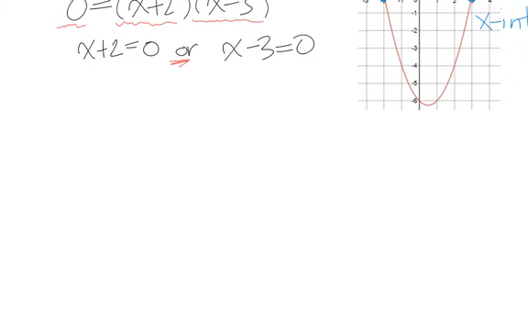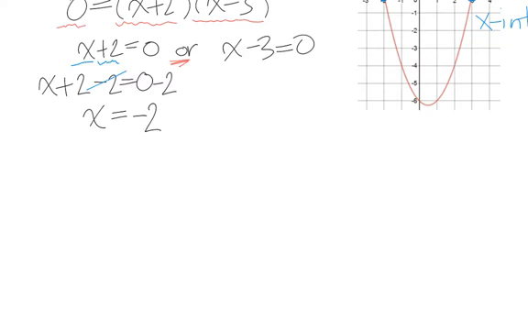Now, you're going to rearrange these equations like you've done multiple times. So, if I want to isolate x, I need to get rid of this +2. The opposite of +2 is -2. Therefore, I'm going to subtract 2 from both sides of the equation. These 2's are going to cancel out, which leaves me with x equals 0 subtract 2, which is just -2.